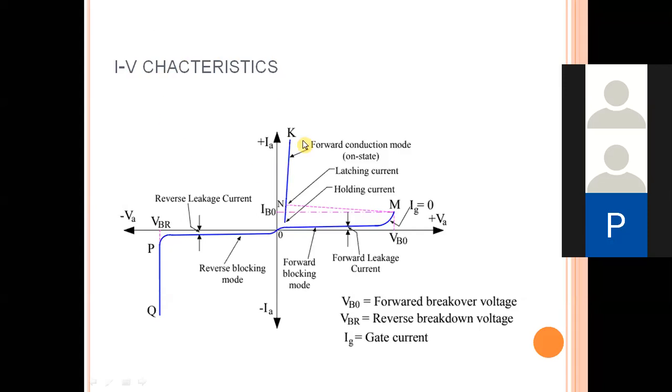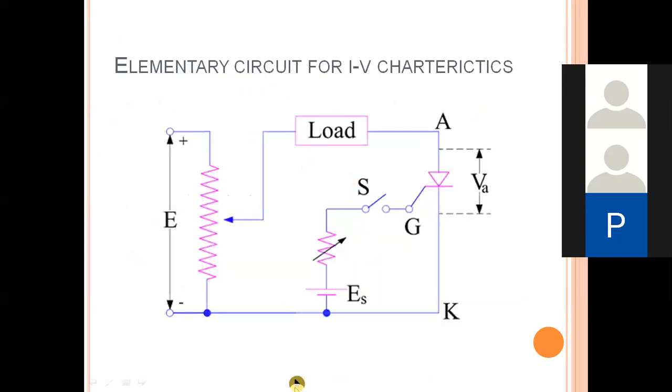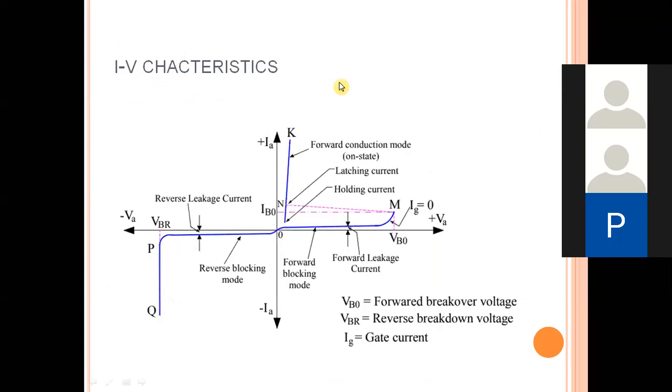For an SCR, we are going to study two types of characteristics. One is the dynamic characteristics, and the other is the static characteristics. In the case of the static characteristics, you consider the modes of operation and the static IV characteristics. For considering these, always use this elementary circuit. In the static characteristics, the forward blocking mode represents the off state, reverse blocking mode represents the off state, and forward conducting mode represents the on state of the device.